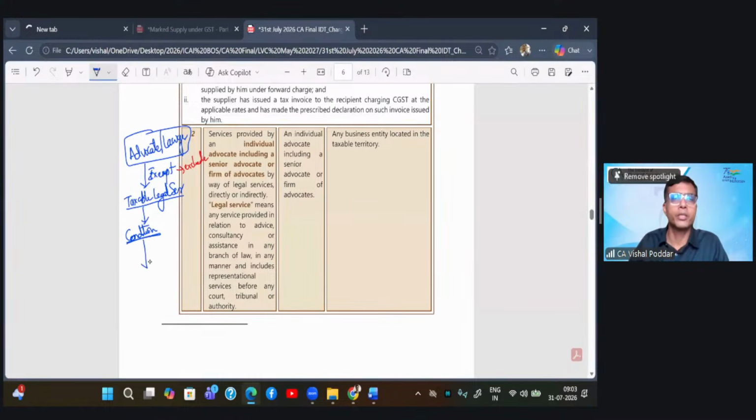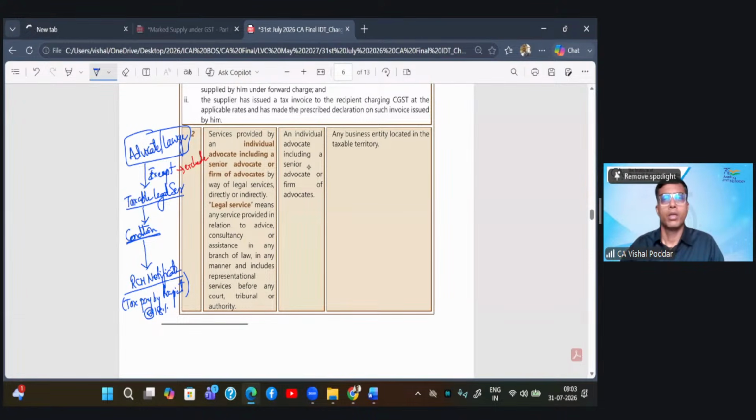When these conditions are satisfied, you fall in this RCM notification. And here there is no choice, no option. It is compulsory RCM, tax payable by recipient. Correct? Here there is no option like GTA that there is forward, reverse, etc. And there is only one rate, that is 18%.